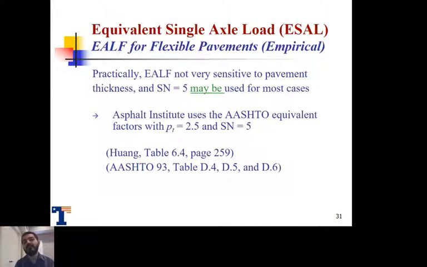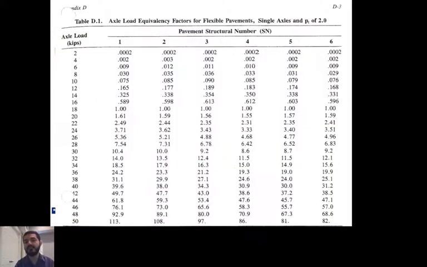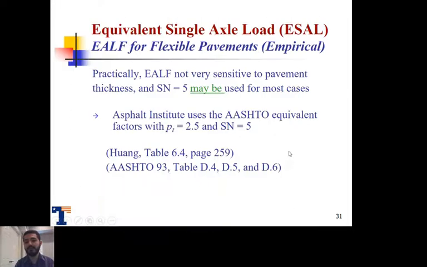The equivalent single axle load particularly is not sensitive to pavement thickness, and structure number 5 may be used for most of the cases. As you could see from this graph, it doesn't change that much. For example, structure number 1 gives 10.4, 10, 9.2, 8.6, 9.7, and 9.2. So typically after structure number 4, 5, and 6, they're about the same. That's why we typically pick structure number 5 as the get-go to use in this table, unless I'm mentioning otherwise.